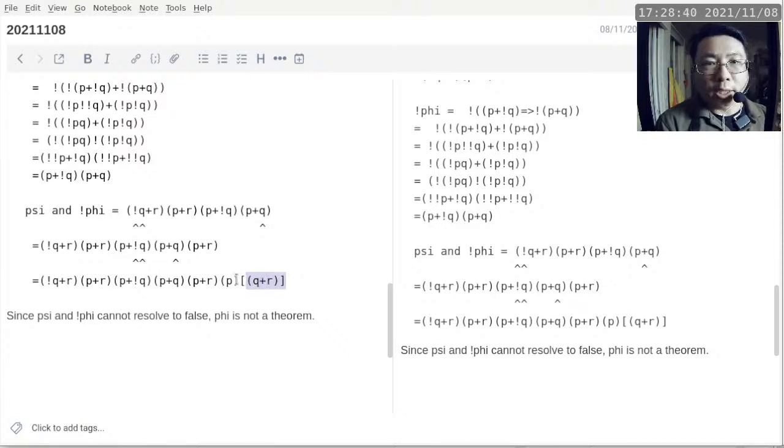If you have not P somewhere, it can be resolved, because this P is already singled out. So if we have not P in the original CNF, then we would be able to resolve it in the next step. All right. Question 8 will resolve to false.